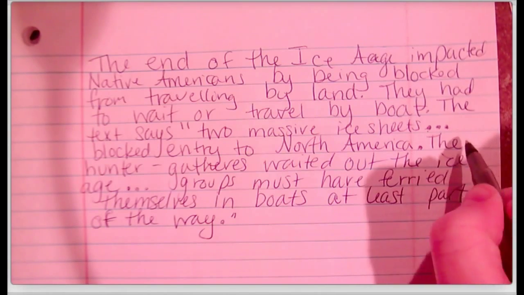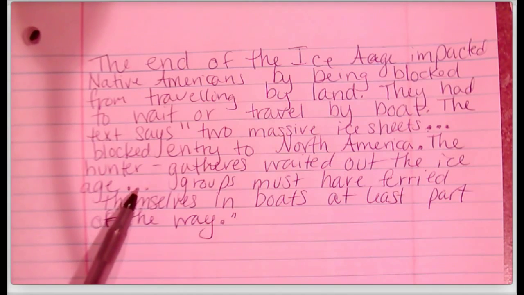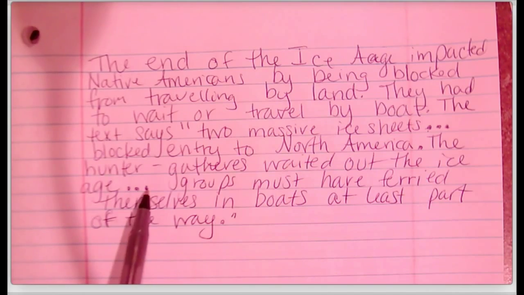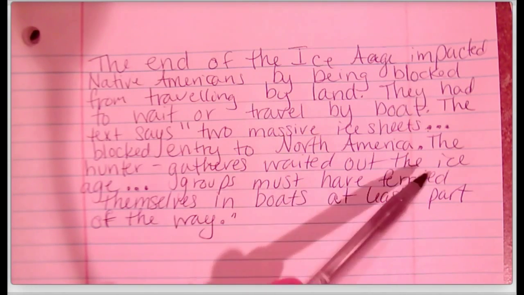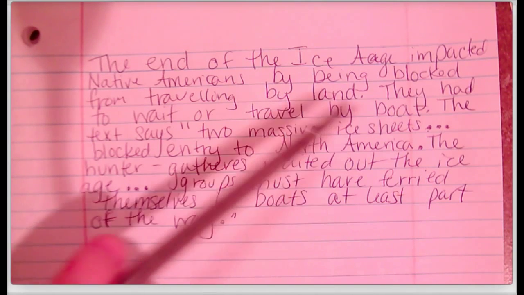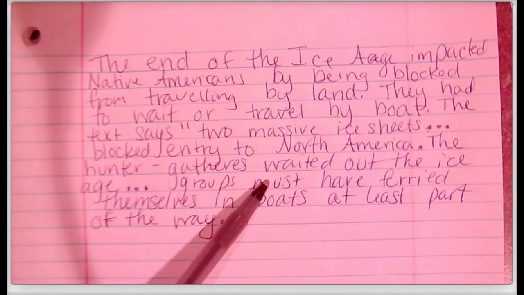Then I keep going. The hunter-gatherers waited out the Ice Age. And then I moved down to my paragraph, so it's not right next to each other. So I did ellipses. Groups must have ferried themselves in boats at least part of the way. So I made sure that I found proof for every single thing that I put in my answer. If there's something in your answer that you didn't cite, you need to go back and do it.